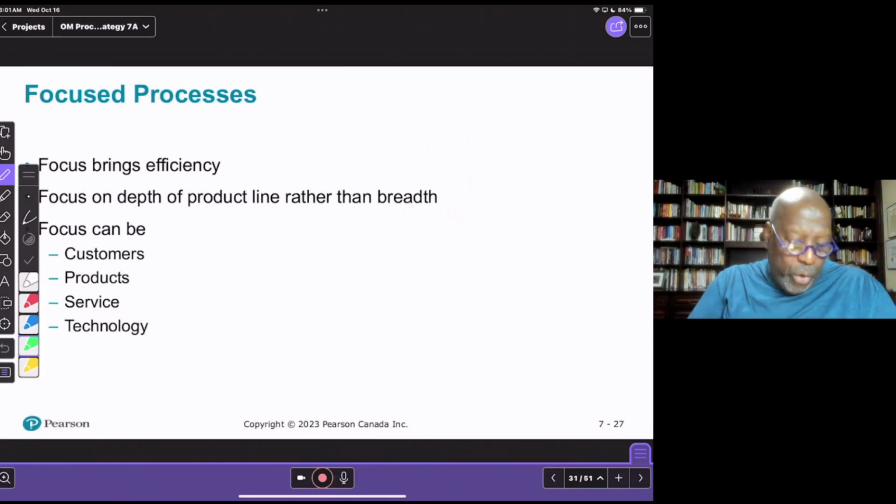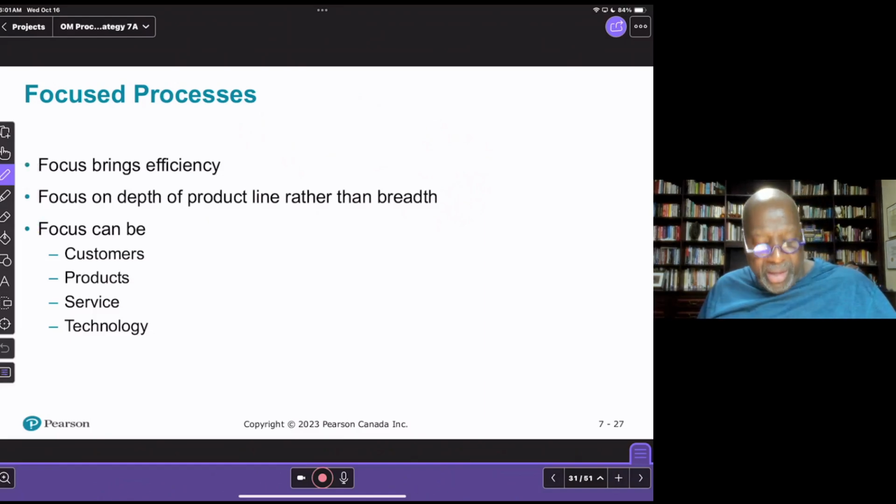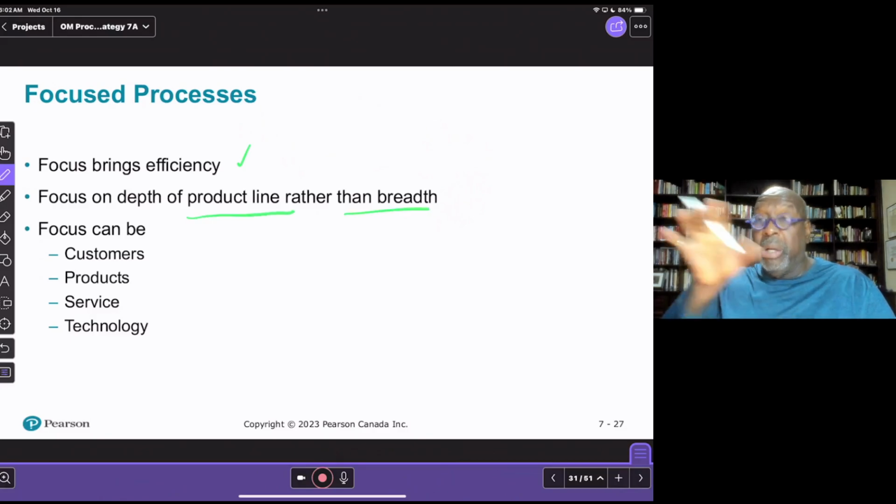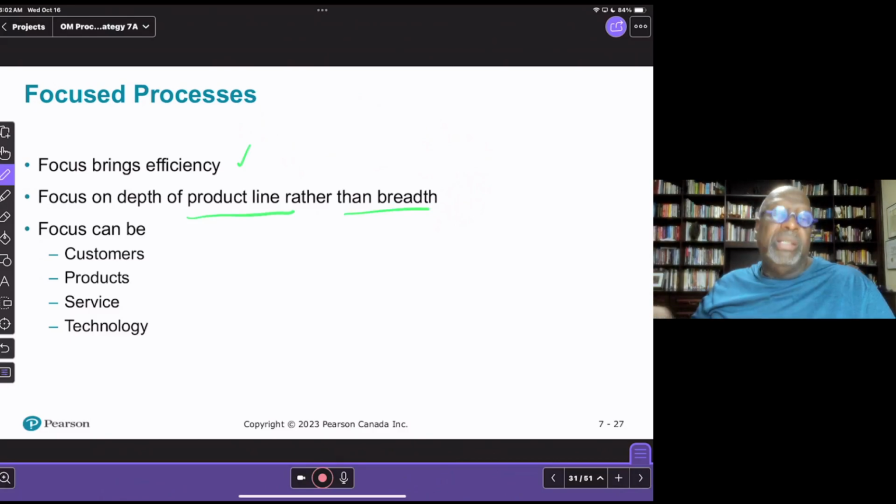There's a concept called focus processes, and the idea is that you're really trying to bring focus to the product or the service that you're producing. And so you have to determine what is the point of focus. So it brings efficiency, and it focuses on depth of the production line rather than the breadth. It's not so much that we want to get a large variety or large volumes, but we want to focus on what that point of interest is. So are we focusing on customers? So you're designing a production facility to focus on customers' needs, or the product itself, or the actual service, or is it designed around a particular kind of technology?